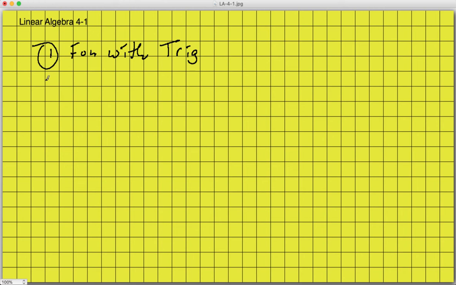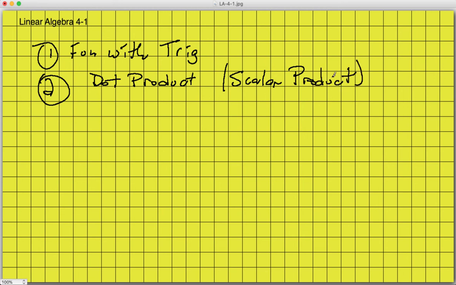And then the second thing that we need to do here is we need to talk about this thing that is called the dot product, or sometimes it's referred to as the scalar product. And then after that, we can start doing some information retrieval. So why don't we start off with fun with trig.